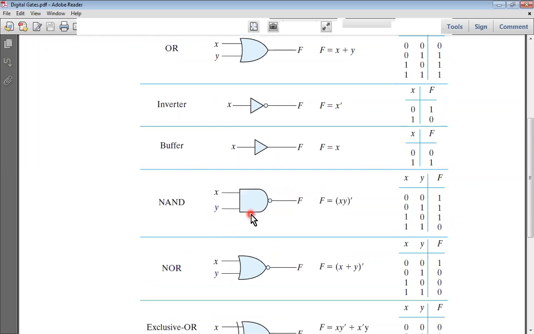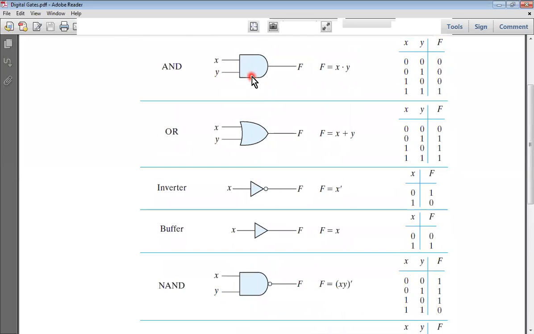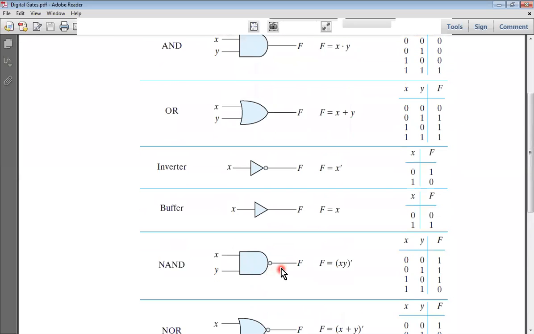Next, the NAND gate. This is the NAND gate. The NAND gate is nothing but, first of all, you perform the AND operation. This is the AND operation. And then this bubble is used for inversion. Perform the AND operation for X and Y inputs, and to that result, apply inversion. That is what is called the NAND gate. And this is the symbol of the NAND gate.